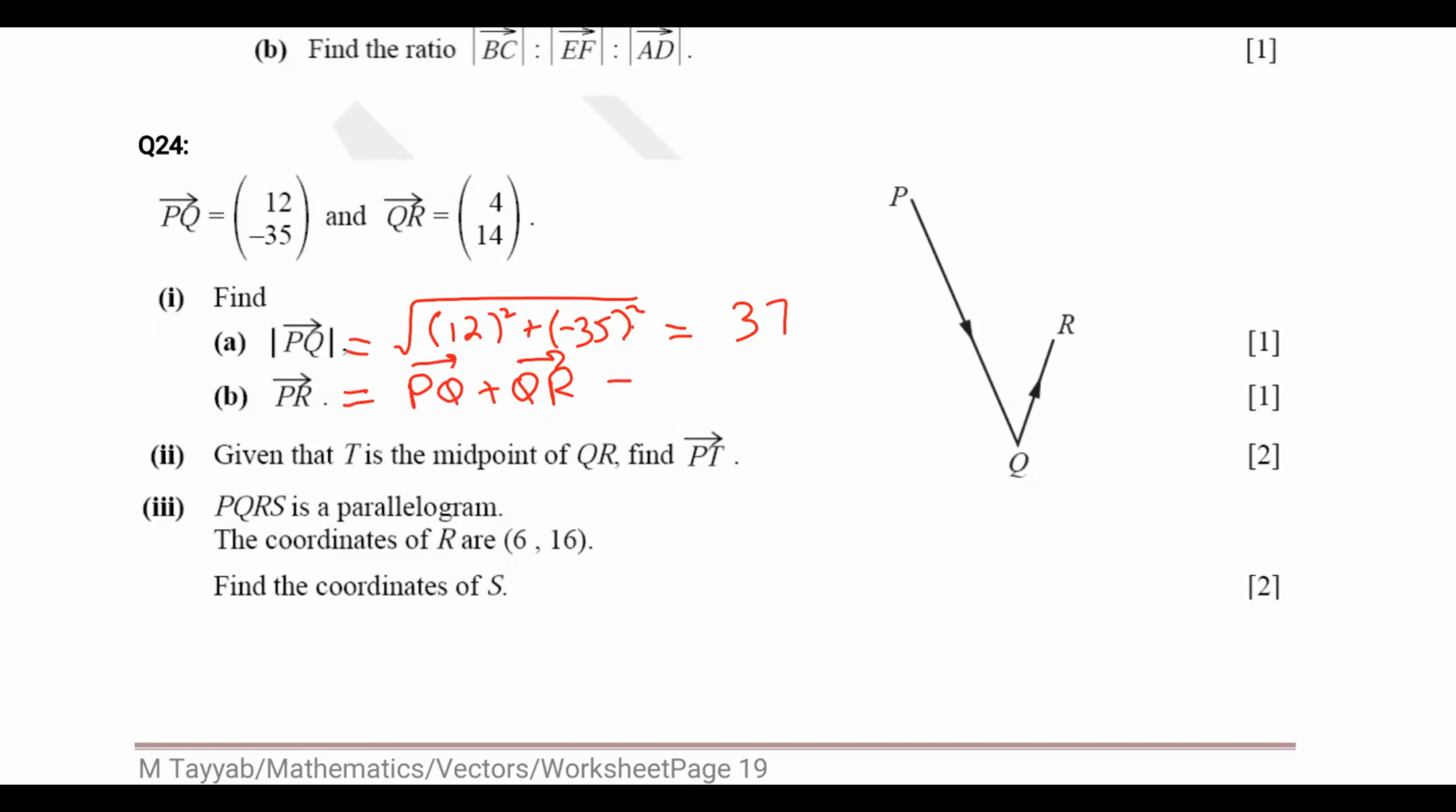And if you add them up, 12 plus 4 is 16, and minus 35 plus 14 is negative 21. This is the vector PR.